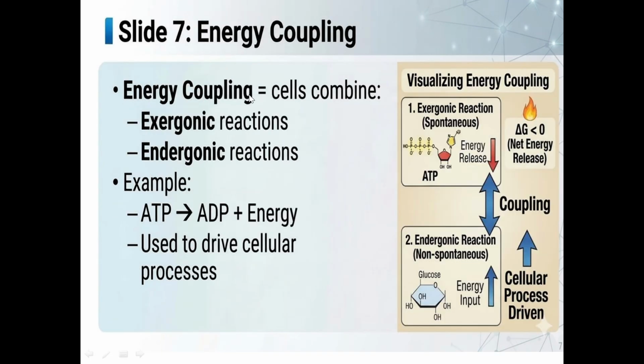Energy coupling. Energy coupling means the cell combines exergonic and endergonic reactions. It is a very interesting concept in bioenergetics. ATP changes into ADP, which gives energy, and this energy is used to drive cellular processes. For example, glycolysis, electron transport, and the Krebs cycle are carried out by the use of ATP, which is converted into ADP.